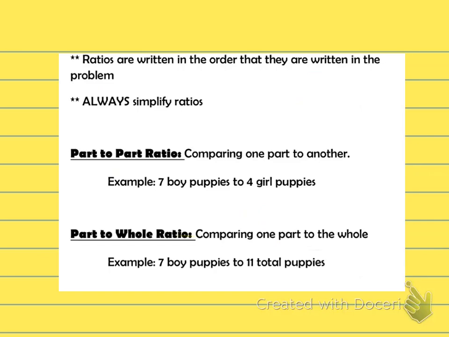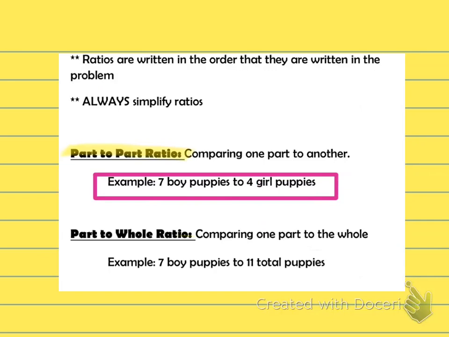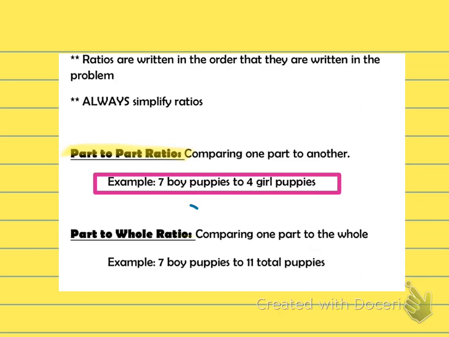Right here, we have 2 different types of ratios that we will be looking at, which is a part-to-part ratio, comparing one part to another. So right here we have an example of 7 boy puppies to 4 girl puppies. A boy puppy is a part. To 4 girl puppies, that's also a part.